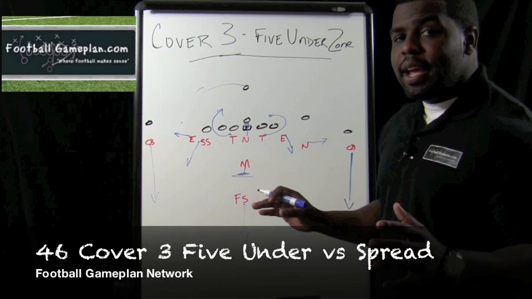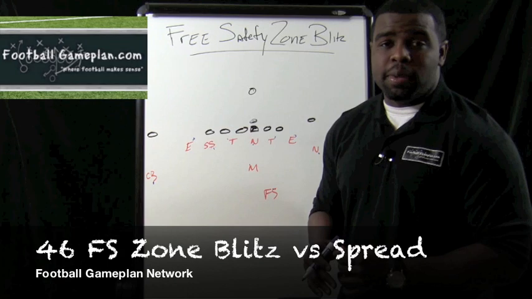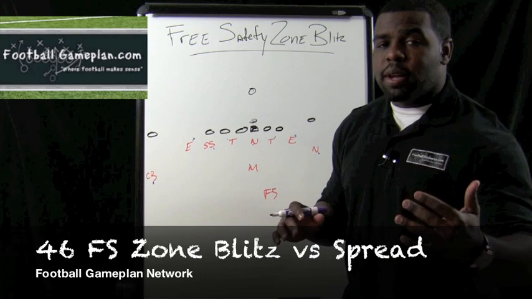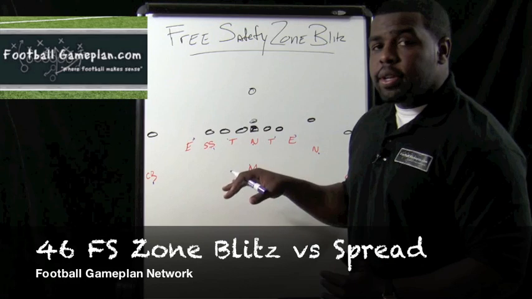Now, this is a free safety zone blitz, another way you can stop a team with a spread offense. You see a lot of times teams like the Pittsburgh Steelers or even the Baltimore Ravens utilize a lot of free safety zone blitz schemes to neutralize a lot of big wide passing attacks. And in college, you see teams that run the spread offense. Defensive coordinators are utilizing this type of blitz a lot to stop these guys. And here's how it's set up.